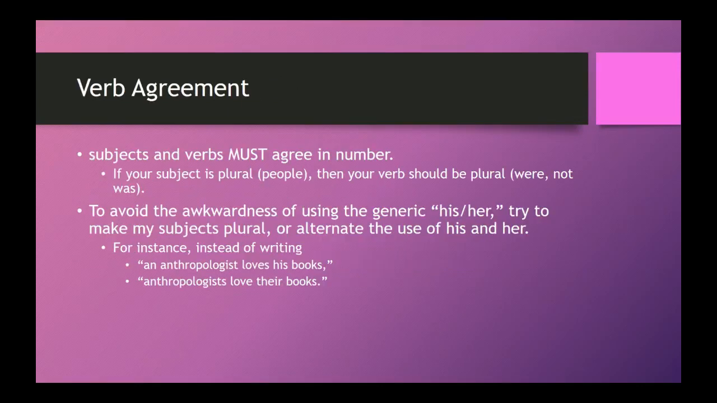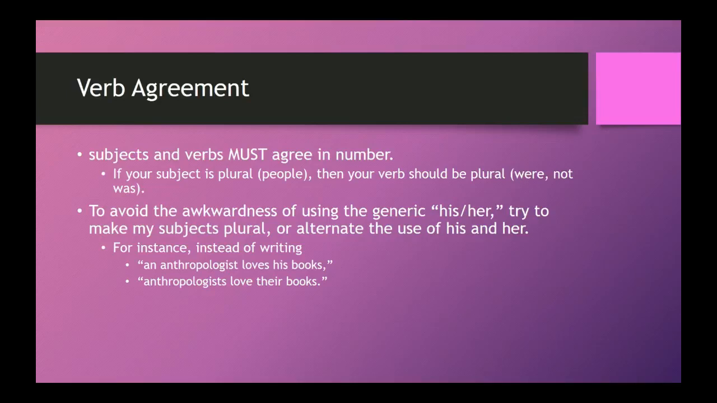Subjects and verbs must agree. If your subject is plural, your verb must also be plural. It can't be singular in one and plural in the other. Also, one of the things that makes me crazy is the his/her, especially if we're talking about multiple genders beyond the binary that we use in this country.